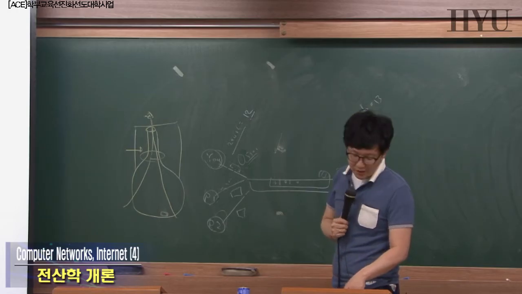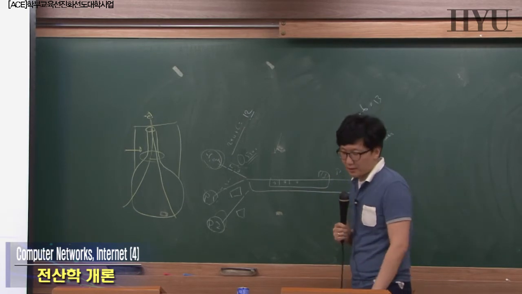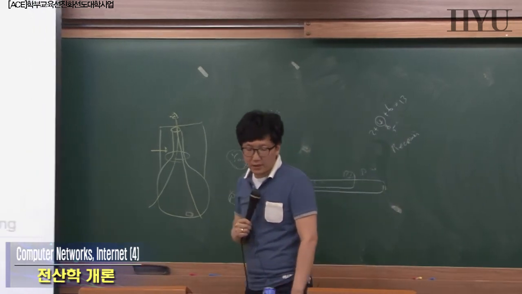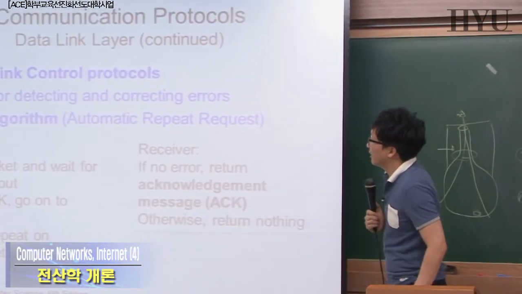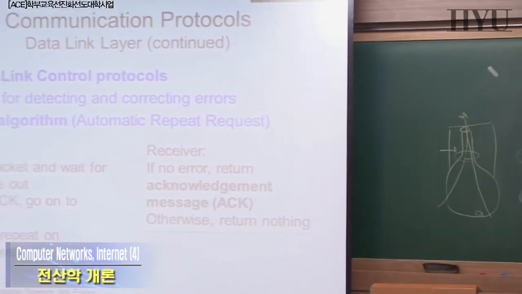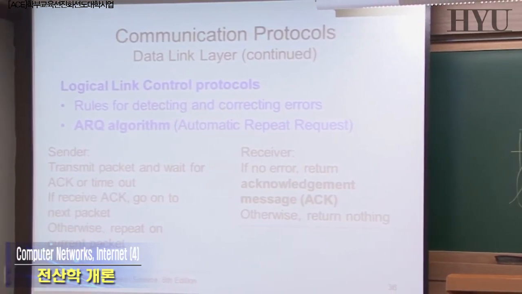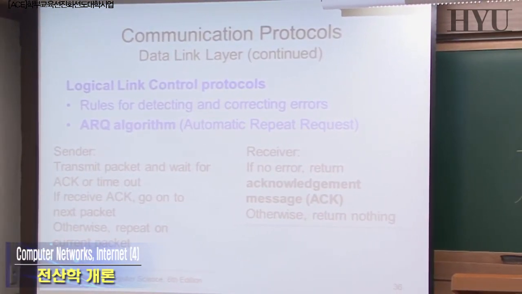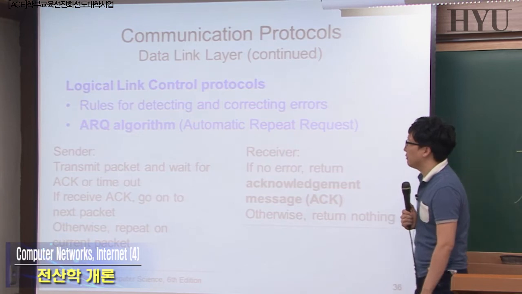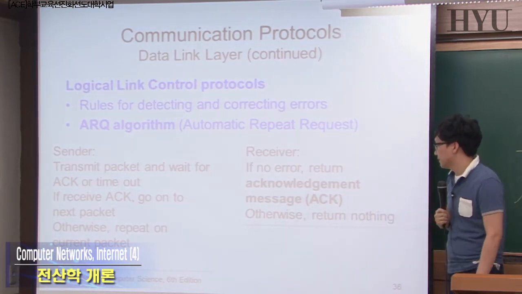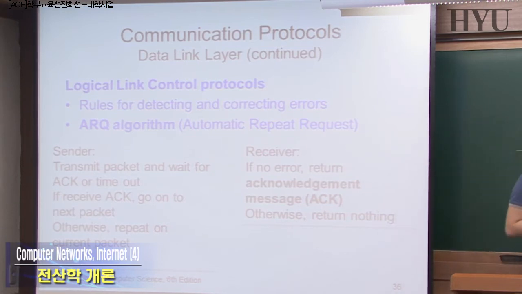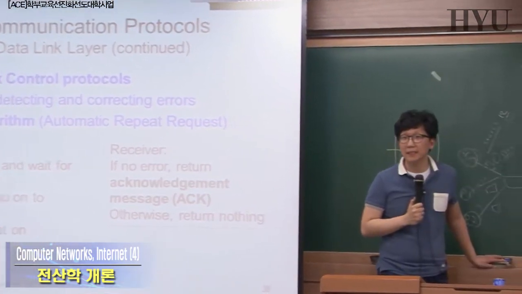There could be a lot of issues on this part, but I'm gonna skip. They also discuss it in your textbook, but I won't discuss too much. I'm gonna skip some of the slides. But there are logical link control protocols, rules to detect errors, and the ARQ algorithm. Don't worry about the ARQ algorithm. It's okay, don't worry about it. They mentioned something about acknowledgement messages. I'm gonna make it easy.